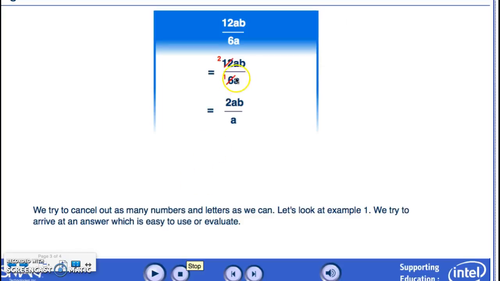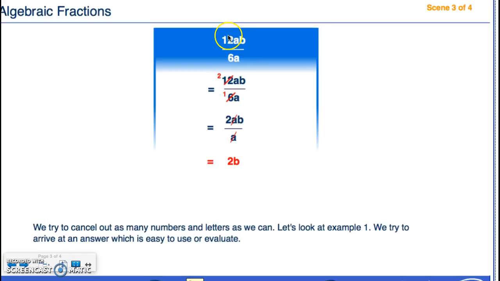Alright, class. Do you see how they canceled out the 12 because 6 goes into 12 2 times, 6 goes into 6 1 time, and then you have 2AB over A because you cancel those out. Then you can cancel out your A's and it leaves you with 2B.